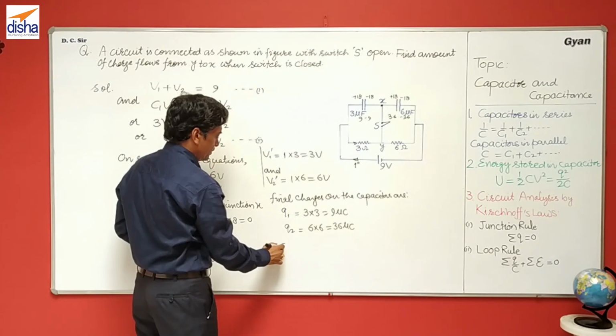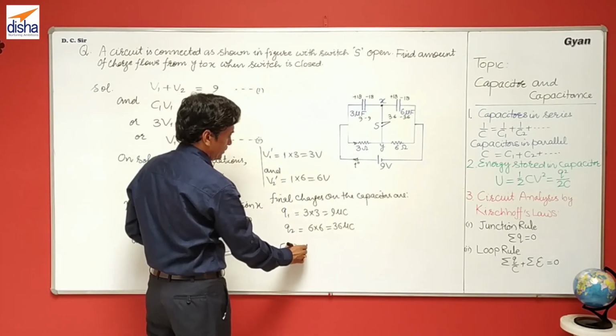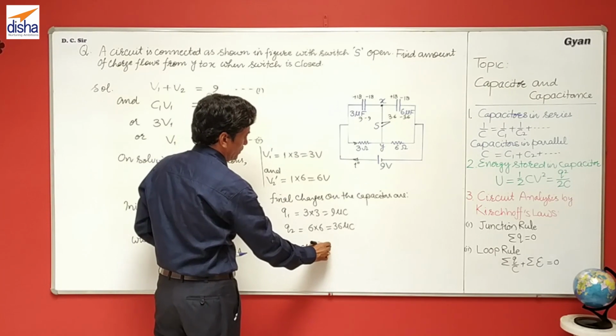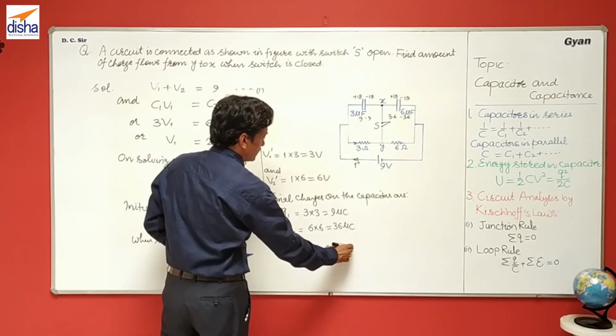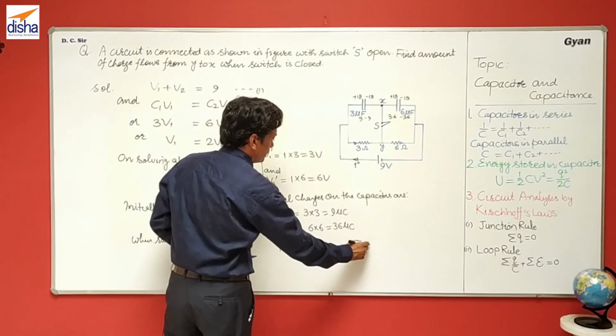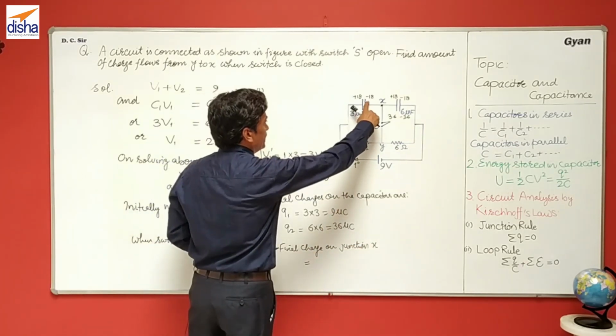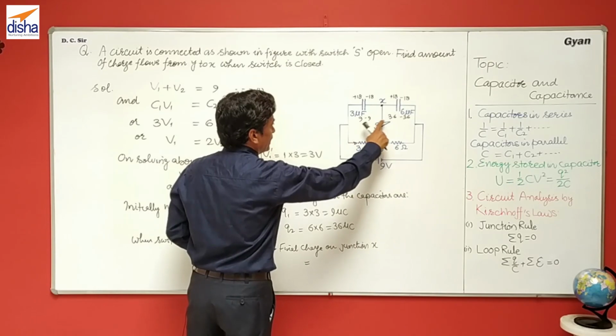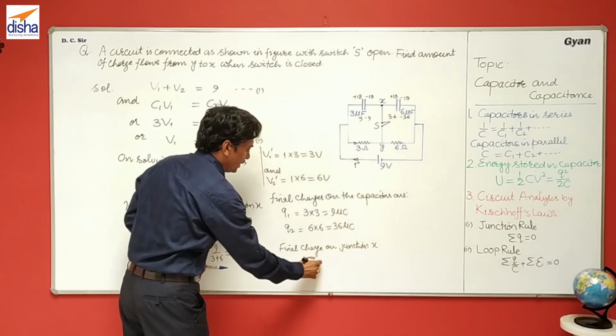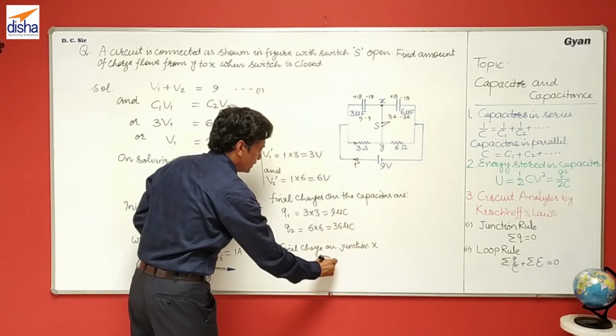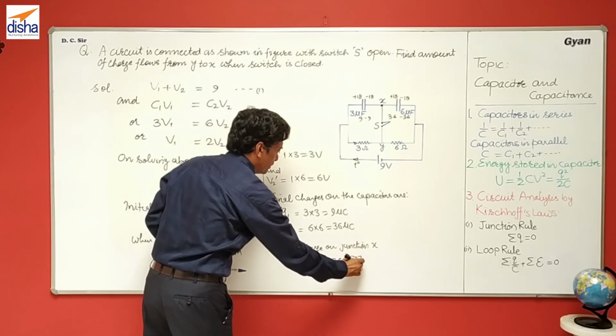Now the final charge on junction X. Here on this one it is minus 18, and on this one it is minus 9, then 36. So it will be minus 9 plus 36, this will be 27 microcoulomb.